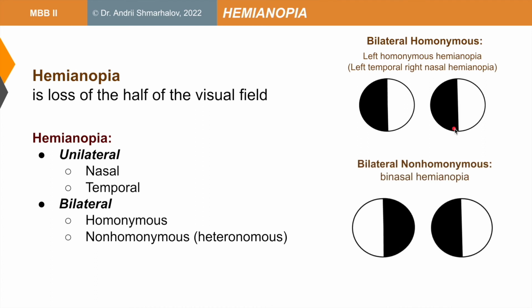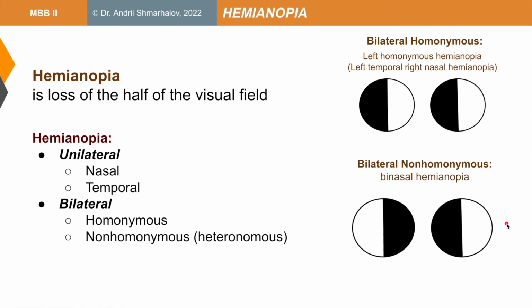Bilateral non-homonymous hemianopia may be of two types: binasal hemianopia, when you lose both visual fields close to the nose, or bitemporal hemianopia, when both temporal visual fields are lost.